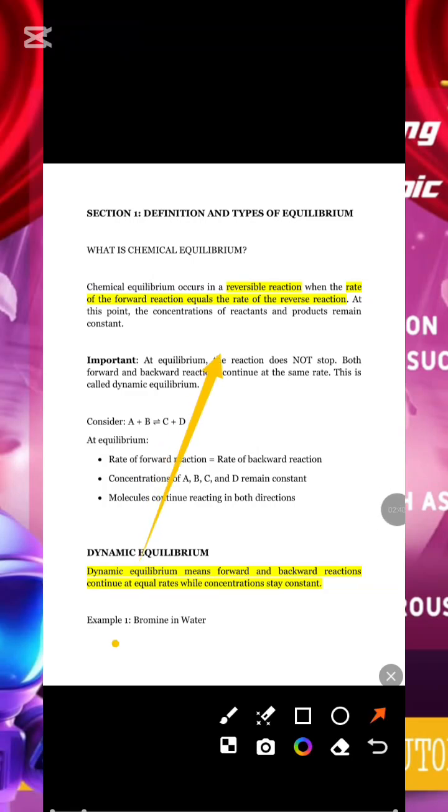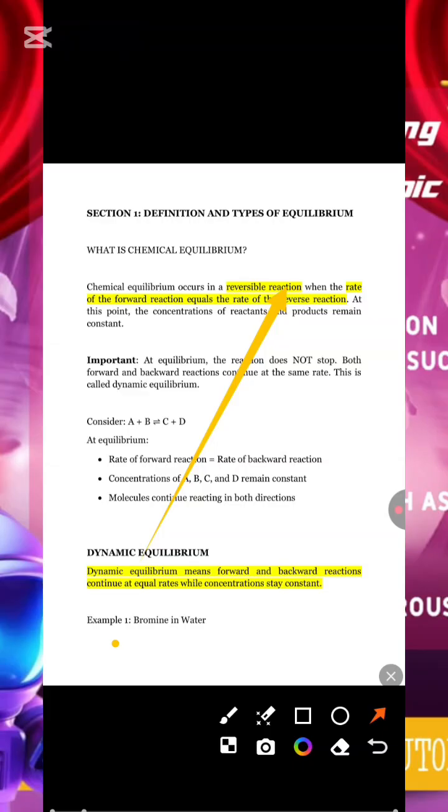It may not be clear now, but hold on. Let's begin this step by step. Chemical equilibrium occurs in a reversible reaction where the rate of the forward reaction equals the rate of the reverse reaction. Now, what does this mean? When we say a reaction is reversible, what should come to mind? Look at the word reversible reaction. It means that the reaction can go forward and at the same time it will go backward.